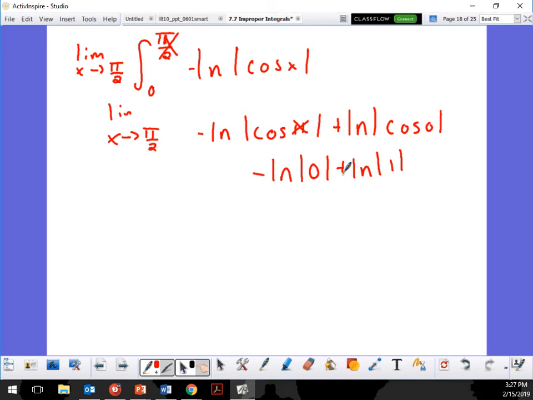Okay, so we can say that the natural log of 1, that's 0. We're good. But the natural log of 0, this is some negative infinity. Therefore, we're going to be divergent. So the criteria for divergence, we're looking for positive infinities, negative infinities, or DNE, does not exist, when we actually evaluate some kind of limit.